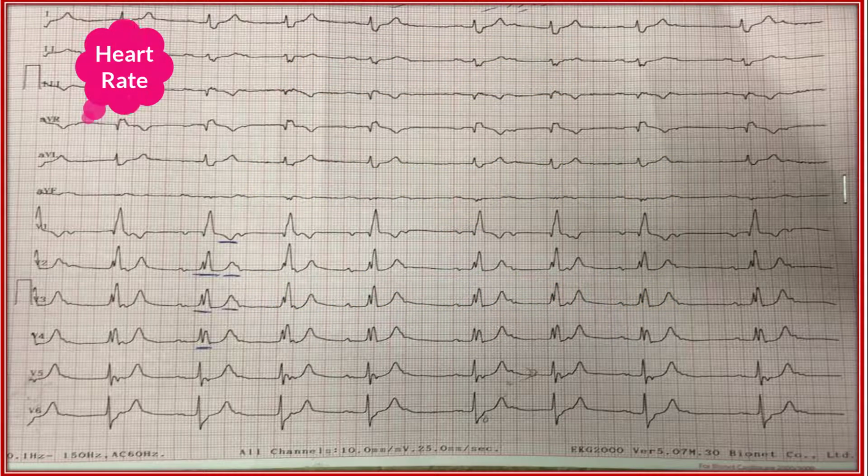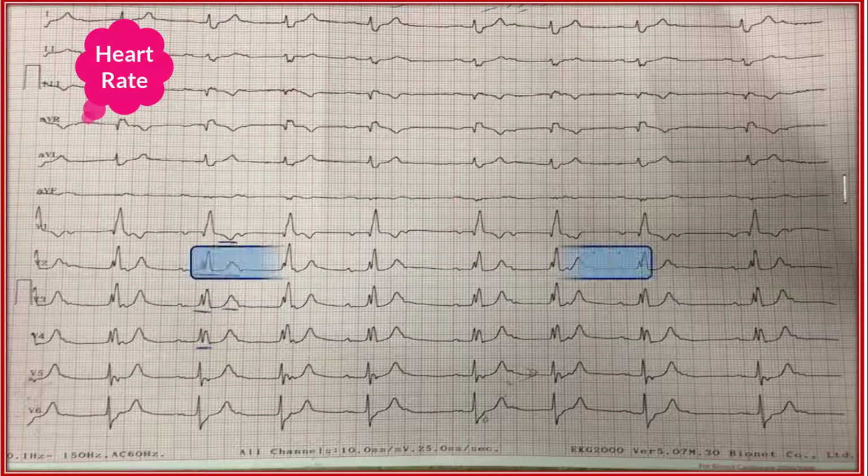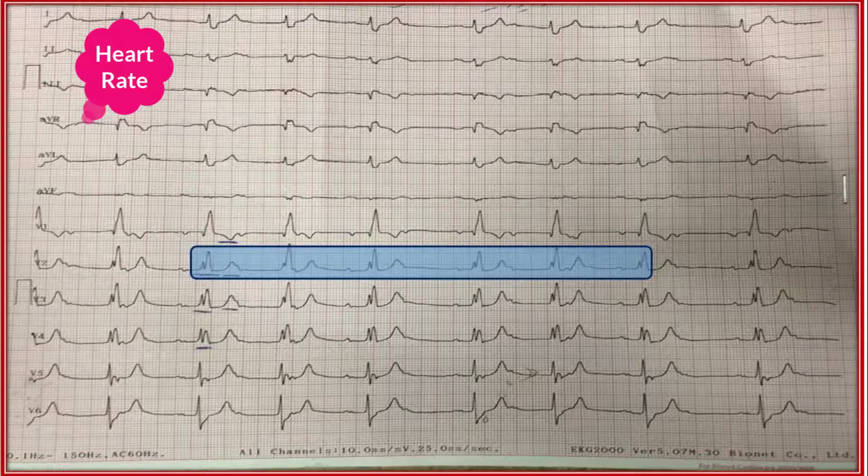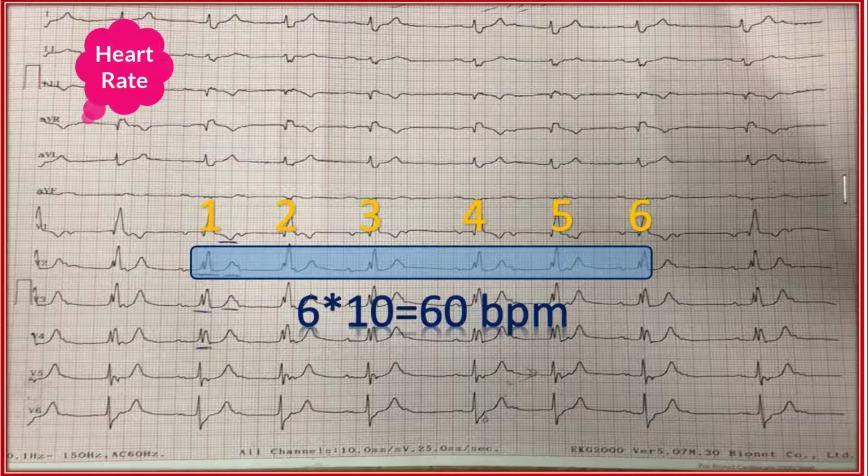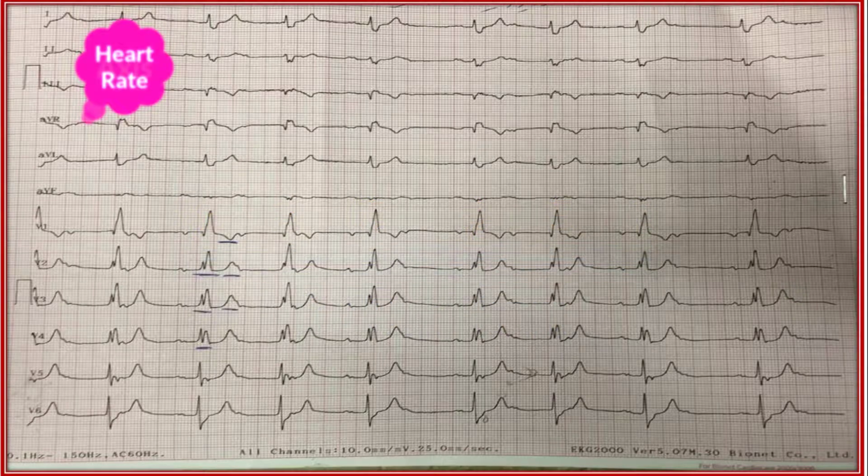Third, calculate the heart rate. Since the underlying rhythm is irregular, count the number of complexes within 6 seconds, that is 30 large boxes, and then multiply by 10. Here, there are 6 QRS complexes in 30 large boxes, so the heart rate is approximately 60 beats per minute. Fourth step is axis analysis.